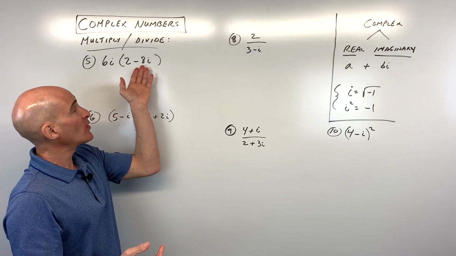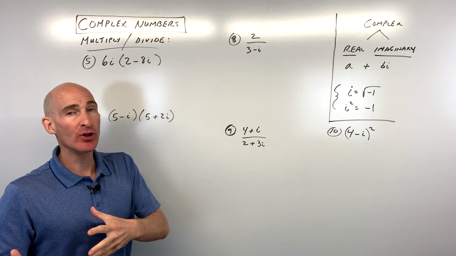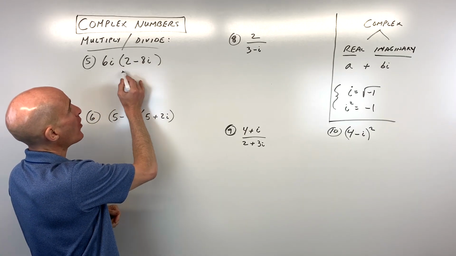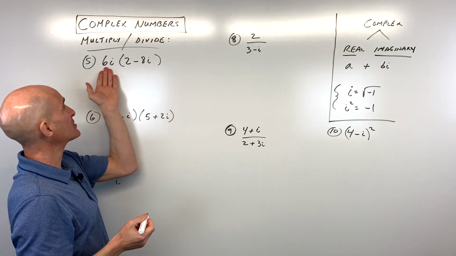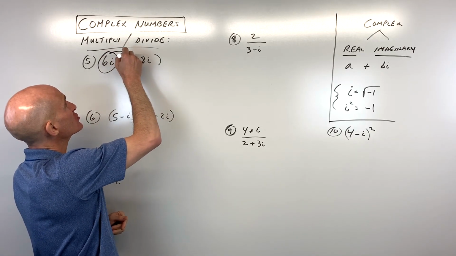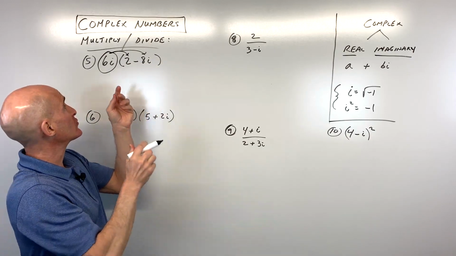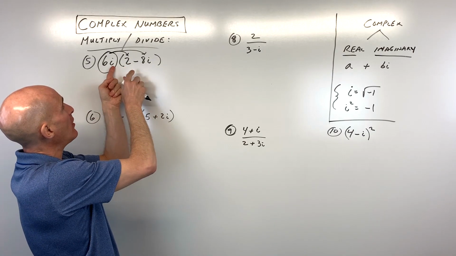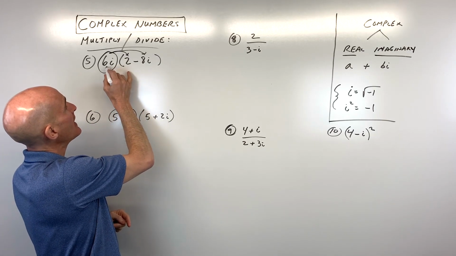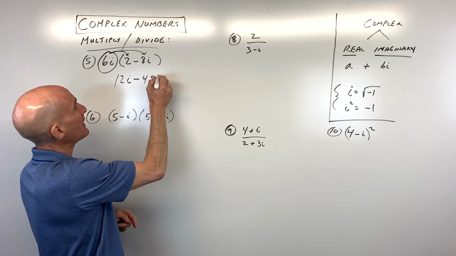It's just like when you multiply with variable expressions, you can think of i as a variable like x or y. Here we have 6i times the quantity 2 minus 8i. So you have an imaginary number times a complex number. You can think of this as distributing into the parentheses and multiplying like terms. 6 times 2 is 12i, just as if you were multiplying 6x times 2. And here we have 6i times negative 8i, which is negative 48i squared.